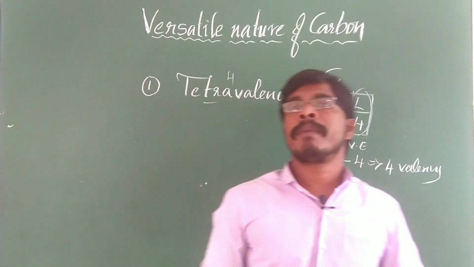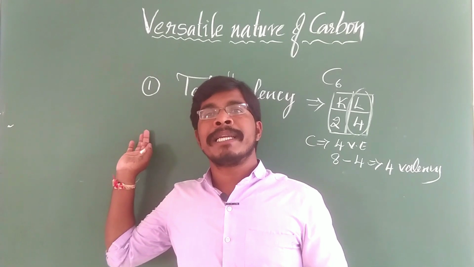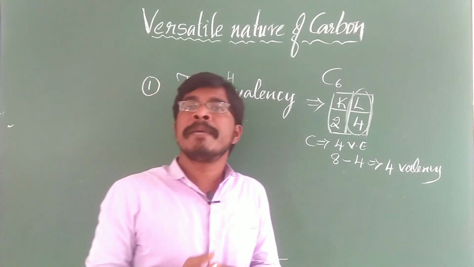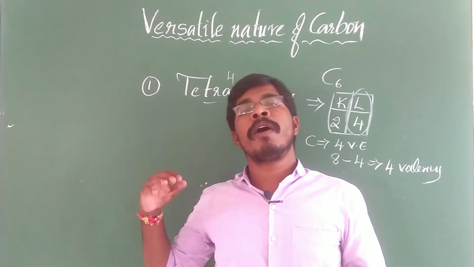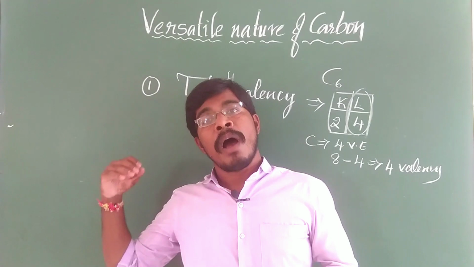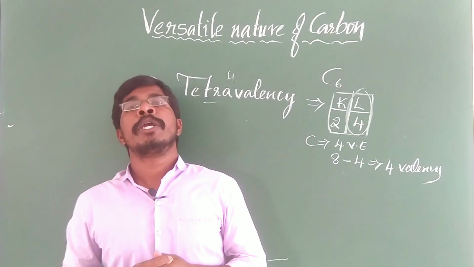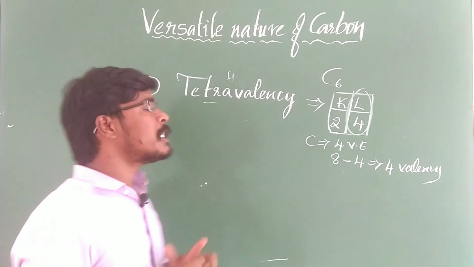When the valency of carbon is 4, we can say that carbon is showing tetravalency. It has the maximum valency. By that, it has an ability to combine with a number of similar elements or other different kinds of atoms also. So this is one of the unique characters of carbon. So this is the first one.